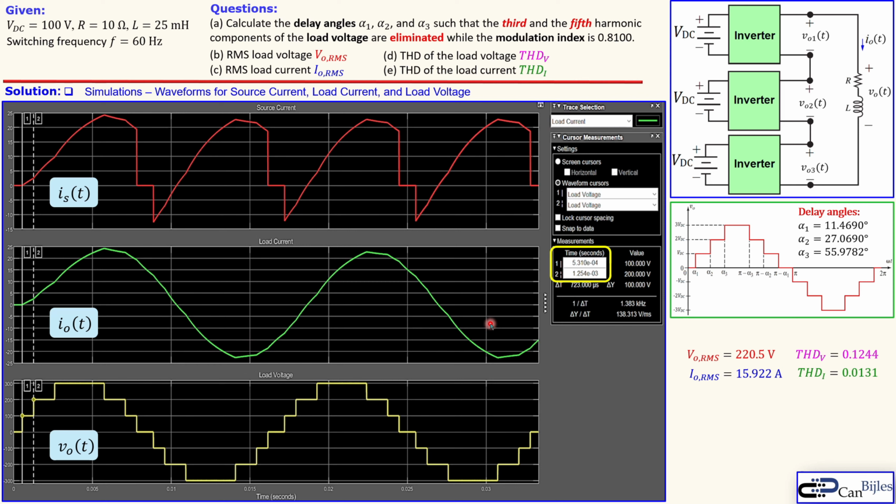Alright, this is our example considering the multi-level inverter design, having 3 DC voltage sources at the input. We have created or calculated the alpha 1, alpha 2, and alpha 3. These are the delay angles in order to eliminate the third and the fifth harmonic, and also having a specific modulation index.